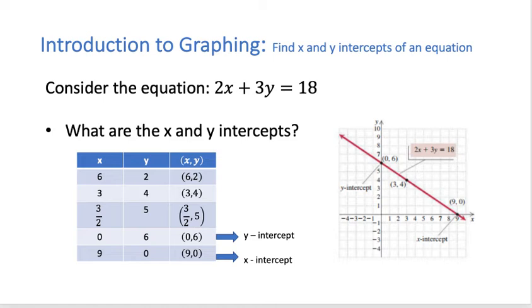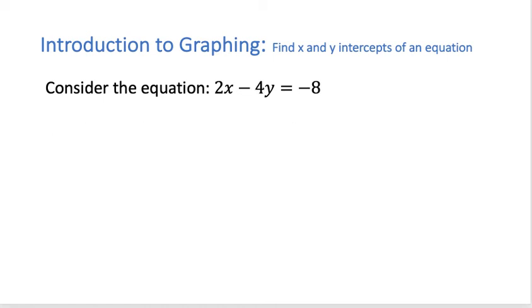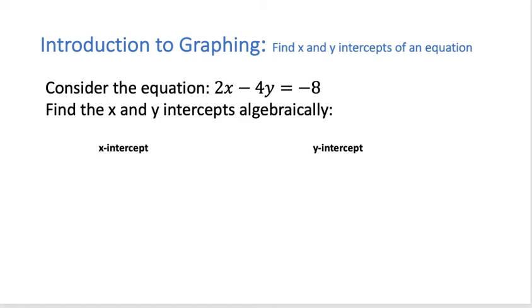Okay, so now what we're going to do is start with another equation, 2x minus 4y equals -8. And we want to talk about how we find those x and y intercepts algebraically. To find the x-intercept, we're going to let y equal 0. So you're simply going to plug 0 for y in this equation and solve for x. The solution is shown here.